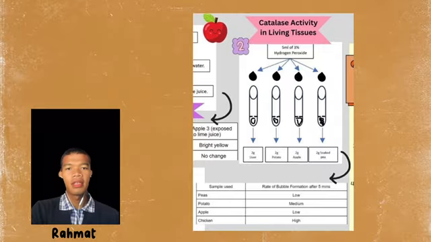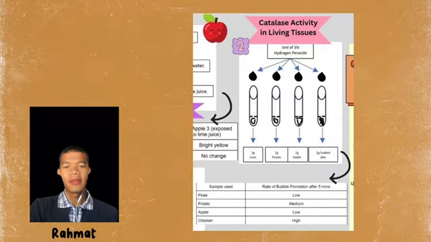Next, the catalyst activity in living tissue. Three grams of four different samples, which are liver, potato, apple, and soap piece, were inserted into different test tubes. The reaction line was marked and 5 ml of 3% hydrogen peroxide was put in each test tube. Wait for 5 minutes and observe the bubble formation.